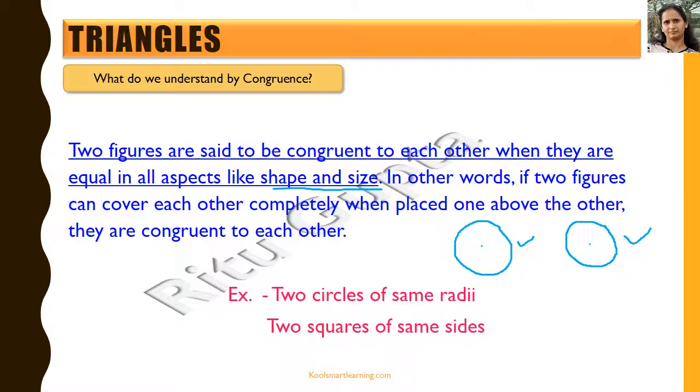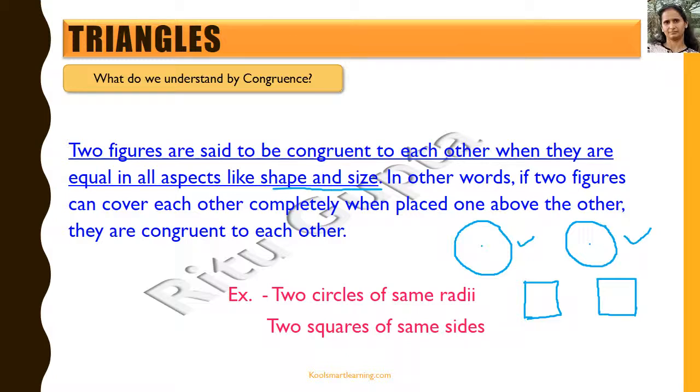Similarly, if we have two squares of the same side, say a square of side 2 centimeter, then if we have two squares of 2 centimeter each, they will always be congruent to each other, because they are exactly the same in all aspects of shape and size, and they'll completely cover each other.